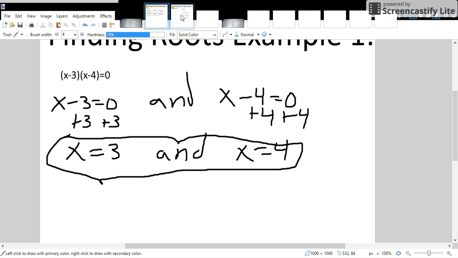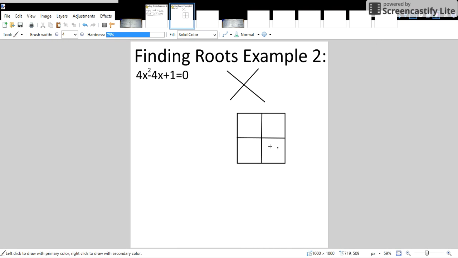Okay, let's try another one. This time it's not factored for you already, so you have to go and factor it first. So go ahead and pause the video, see if you can remember factoring this right here before you find your roots. Okay, so now we're going to factor.